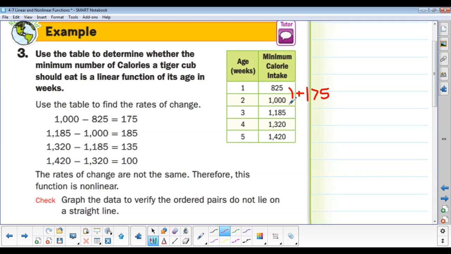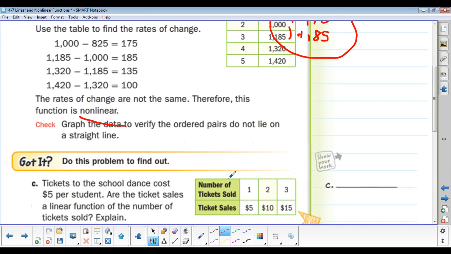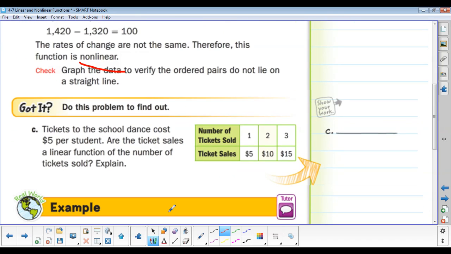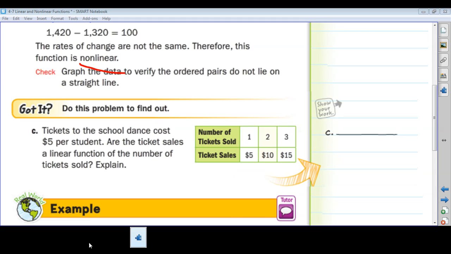Here, they're doing this one minus this one. It went up by 185. I could keep going, but I can already tell. This is all I needed. I can already tell that it is nonlinear. The reason it's nonlinear is this is not the same number. So it's not going to be a straight line. We'll come back for part C in just a second.